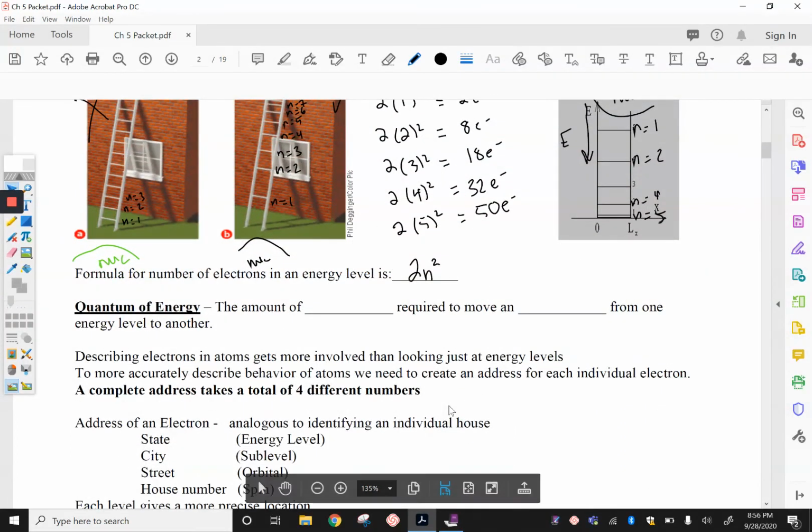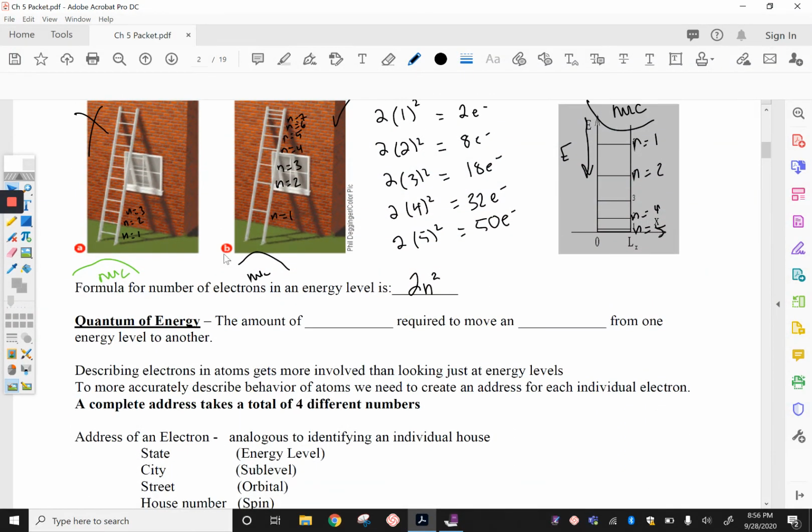So these electrons are on a certain energy level, on a certain rung of the ladder, right? They can't be in between. They are allowed to move from one to the other, just like when you're climbing a ladder or going down a ladder, you can move your foot from one rung to the next, right? And so those electrons jump up and down these energy levels. A quantum of energy is the amount of energy required to move an electron from one energy level to the other.